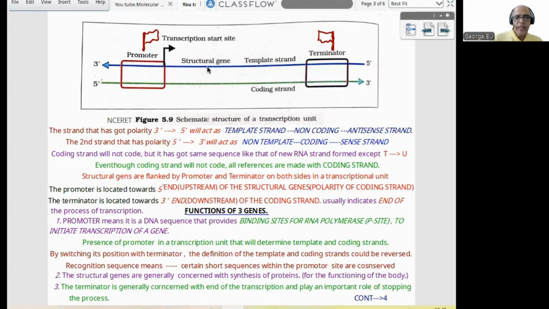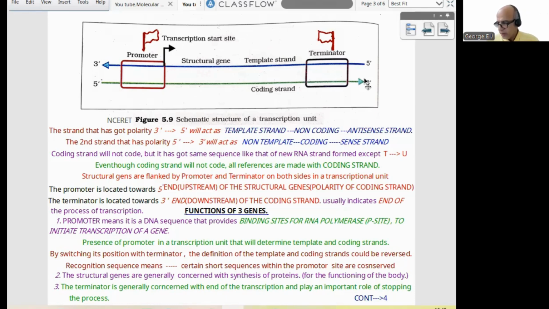This should be there. In many areas we can find this system: beginning, then elongation or the procedure, then ending. So promoter, structural genes, and terminator. Coding strand, template strand. 5' to 3', 3' to 5'. I think the idea is clear to all of you.